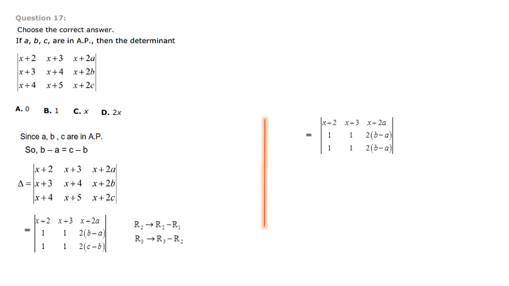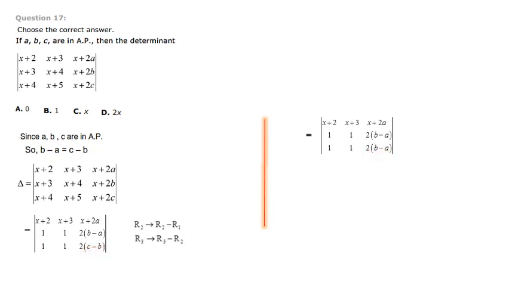Then the determinant will come as x+2, x+3, x+2a. First row remains the same. Next is 1, 1, 2(b-a). That is the second row. And the third row we can go for a little bit of arrangement. That is, c-b we can replace as b-a. That is 1, 1, 2(b-a).